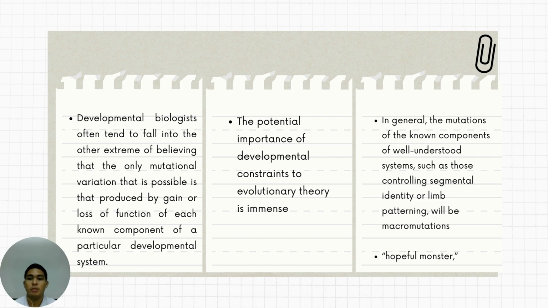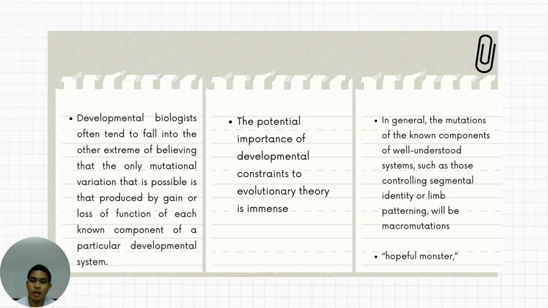In general, mutations of the unknown components of well-understood systems, such as those controlling segmental identity or limb patterning, will be macromutations: single mutations which bring about a significant morphological change in one step. Neo-Darwinists have always been uncomfortable with macromutations, believing that they will virtually always be deleterious and selected against.